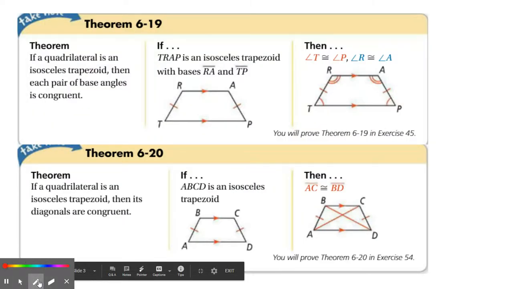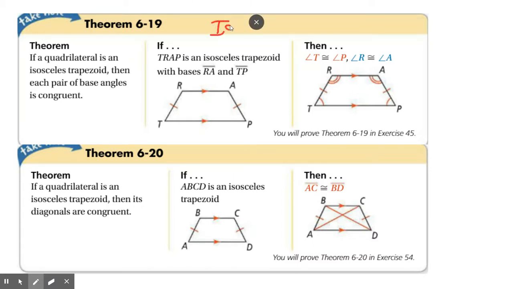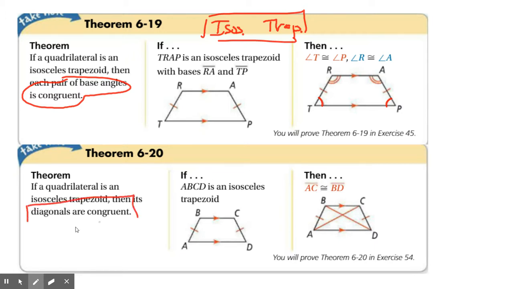Okay, so we have 2 theorems, and these both are about isosceles trapezoids. So again, it's about an isosceles trapezoid. So the first one says, in an isosceles trapezoid, your base angles are congruent. All right, so the base angles. So those are the 2 angles along each base. So along this bottom base, it's angle T and angle P. Along the top base, angle R and angle A. Also, the diagonals are congruent. So in an isosceles trapezoid, because it's nicely symmetrical, AC and BD will be congruent.